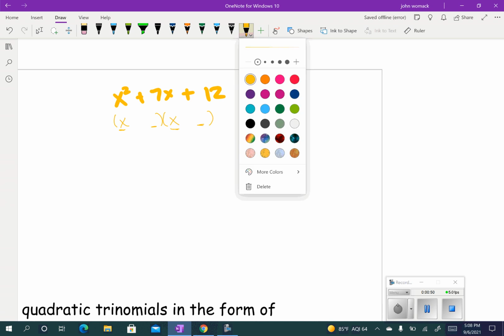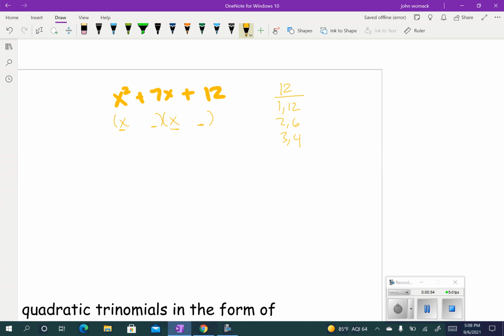Our next step then is to see which one of those add up to be your middle term. So which add up to be the 7x, and that's the 3 and the 4, right? 3 plus 4. So it ends up being x plus 3 times x plus 4. Right? So we look for the pairs of factors that you can multiply to get the last number that add up to be the middle number, and that's how we find those two.